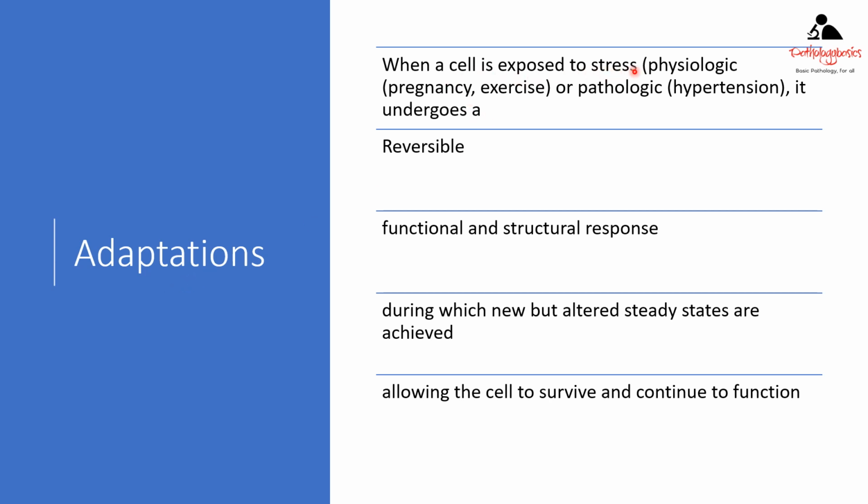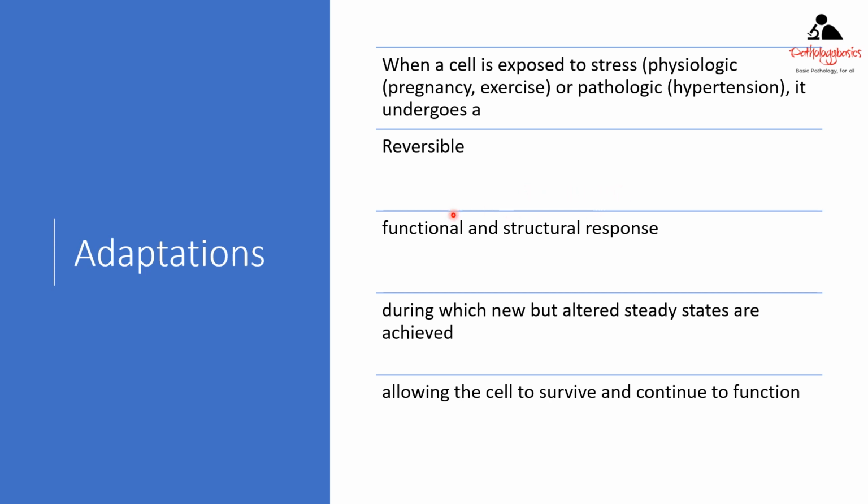So when a cell is exposed to stress, it adapts. Stress can be physiologic or pathologic. Physiologic stress can be pregnancy or exercise, just an example. Pathologic stress can be hypertension if we consider cardiac muscle. It undergoes a reversible change. Of course, adaptation is reversible. What type of change does it undergo? It undergoes a functional and a structural response.